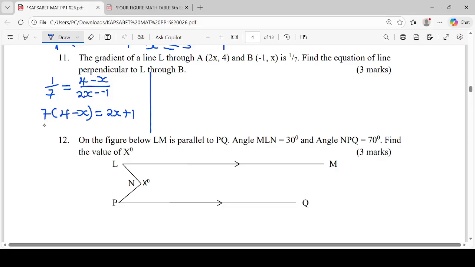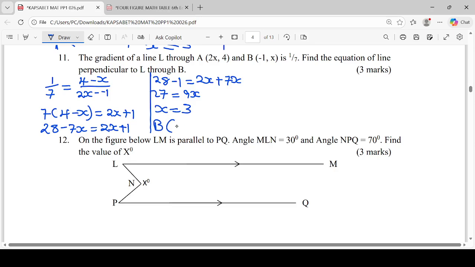So this will be 28 minus 7x is equal to 2x plus 1. So I'll have here 28 minus 1 is equal to 2x plus 7x. So 27 is equal to 9x. Therefore, this means the value of x is equal to 3. If the value of x is equal to 3, then it means point B will be now negative 1 comma 3, because it was negative 1 comma x, but we found the value of x as 3. Then point B is negative 1 comma 3.